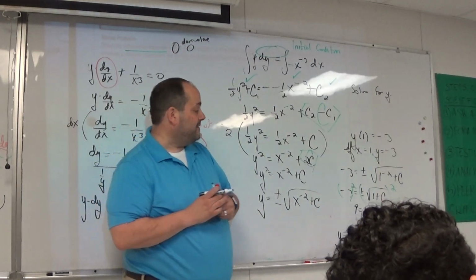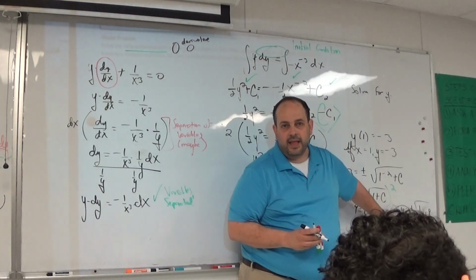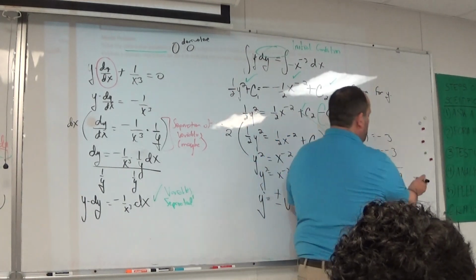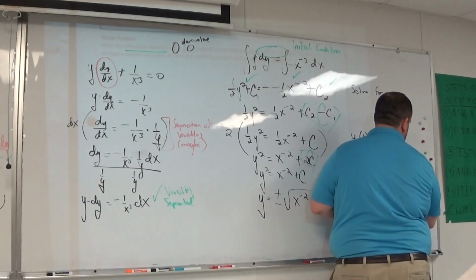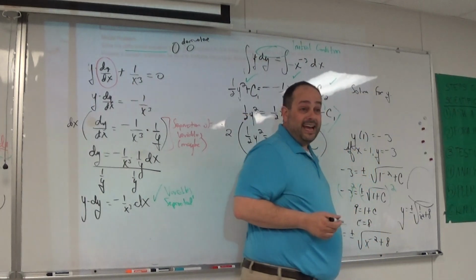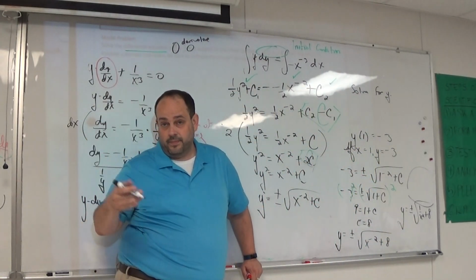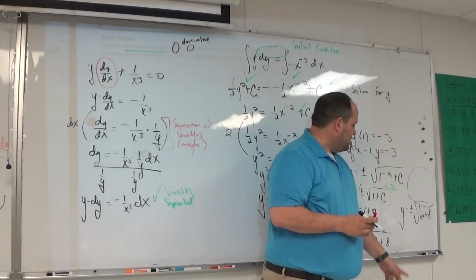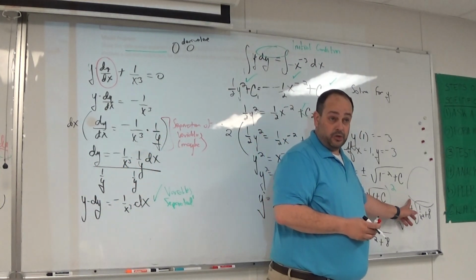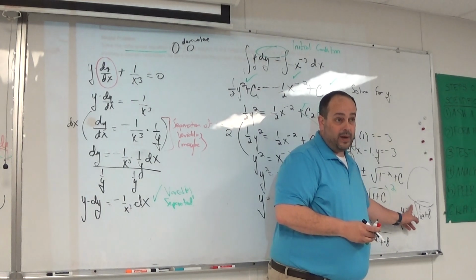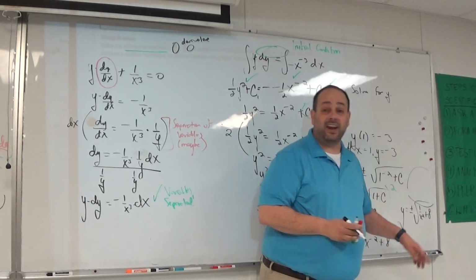For those of you graphing this on your calculator, this isn't going to be a function. You're going to have a part of the graph above the x-axis and a part of the graph below the x-axis. That's going to be a problem. It's not a function. We have to make a decision. Do we want the positive version or the negative version?